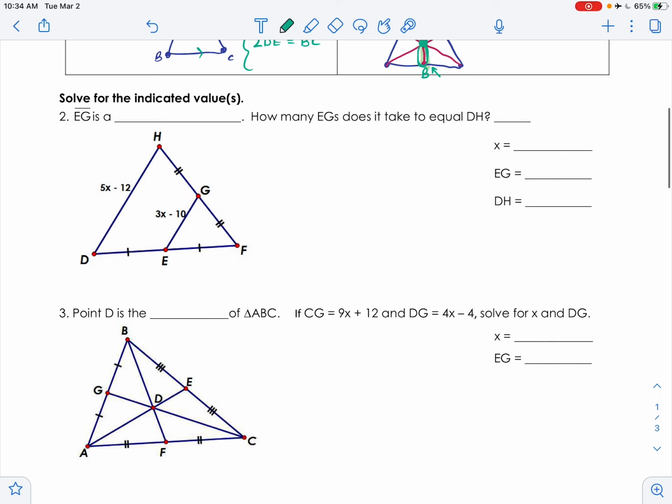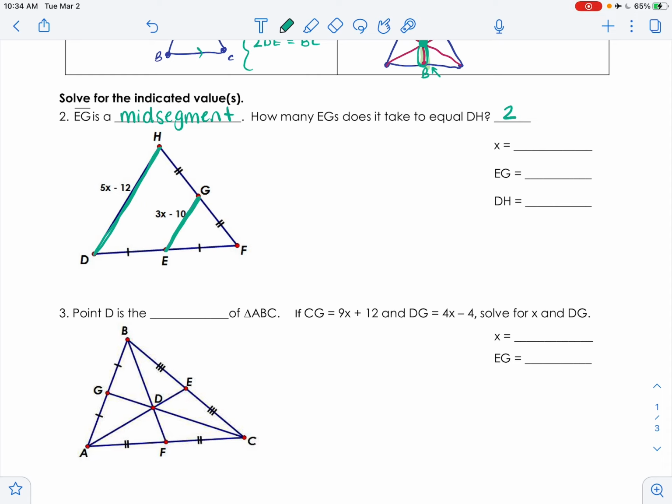All right, here number 2, it says solve for the indicated values. Line segment EG is a blank. Well, notice EG is right here and it connects the midpoints of the two sides, so that would be a midsegment. How many EGs does it take to equal DH? DH is this third side here. We know it takes 2 midsegments to equal that third side. And we're going to use that to set up our equation.